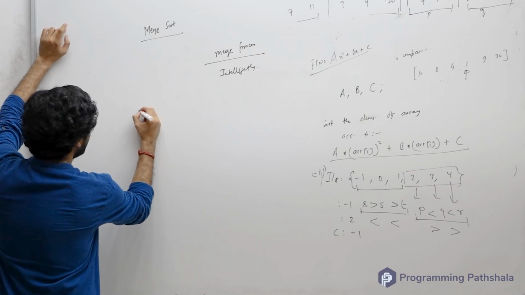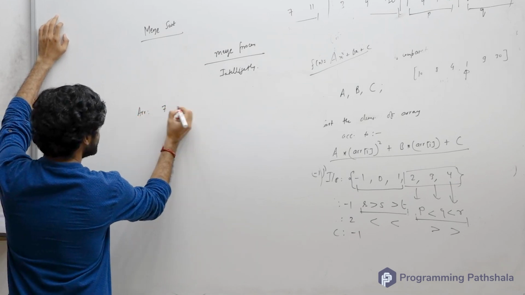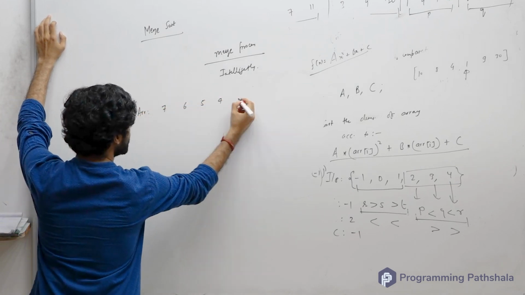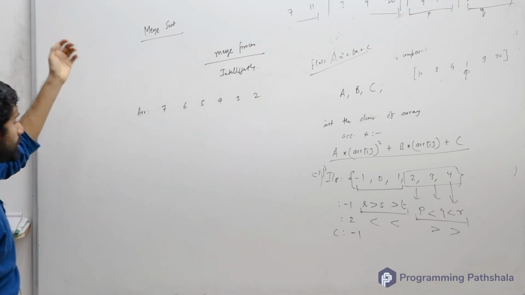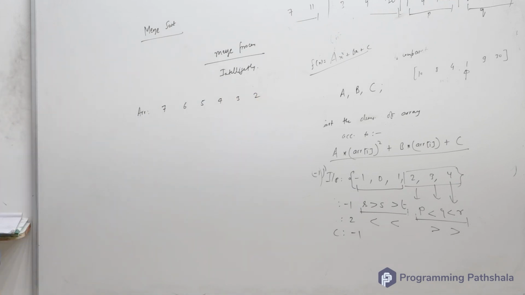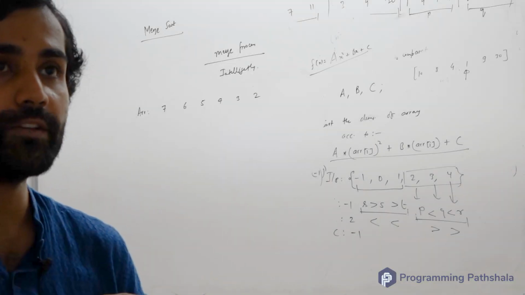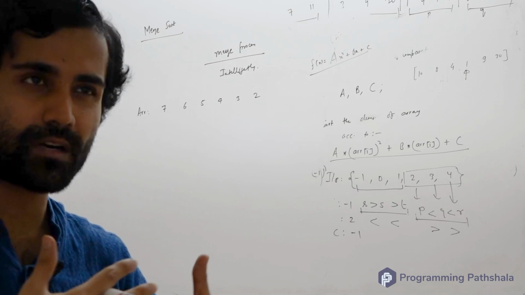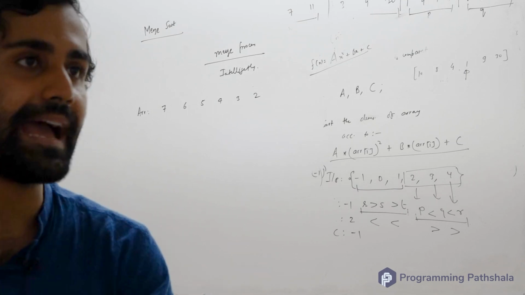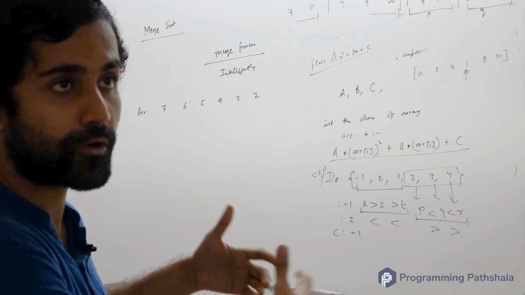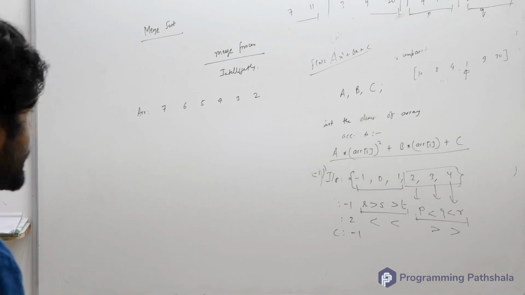So let's say an array is given to us: 7, 6, 5, 4, 3 and 2. Okay, so what you can think of is, see, all of you remember insertion sort. I am going to give you a glimpse of merge sort from very back, from insertion sort itself. So let us try to understand.